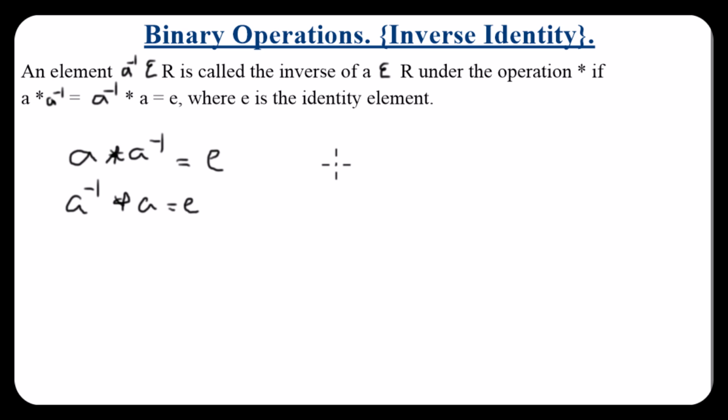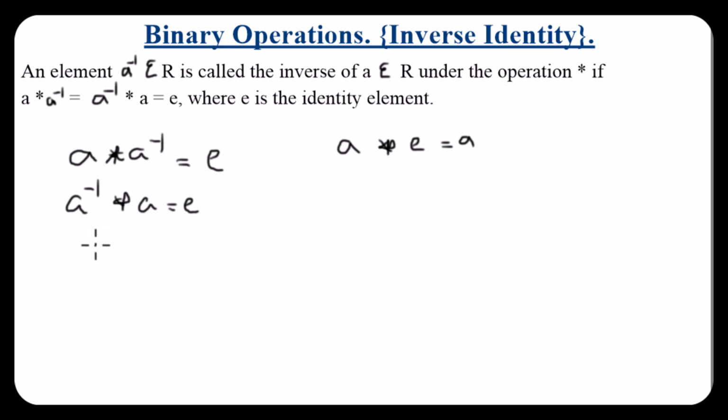Now, how do we find the identity element? We simply said A star E must be equal to A. So this is how we find the identity element. And then to find the inverse, we're going to be using anything from this property we've written here.